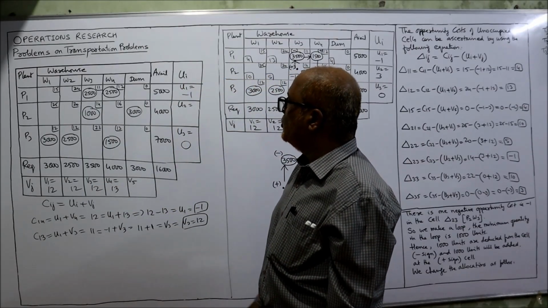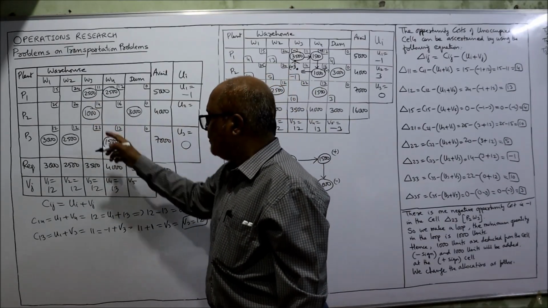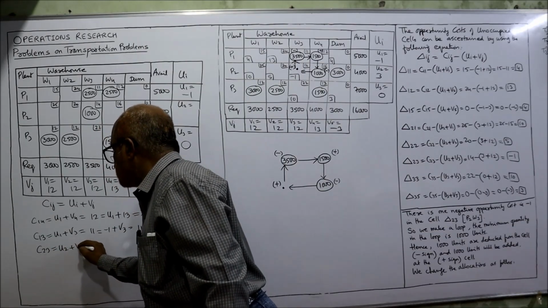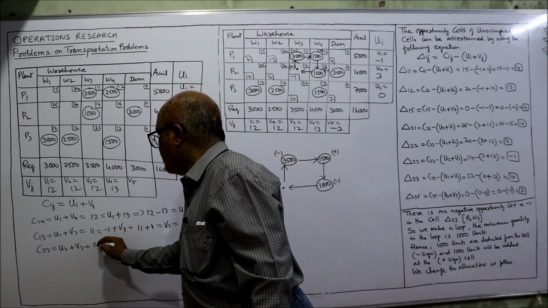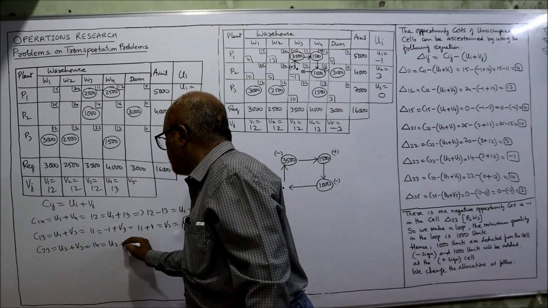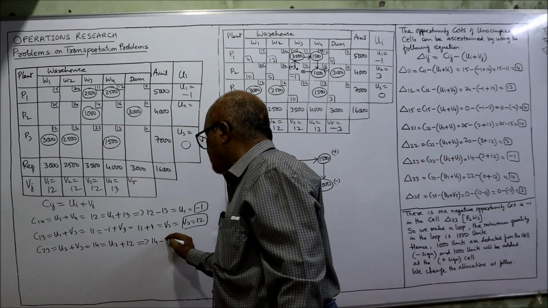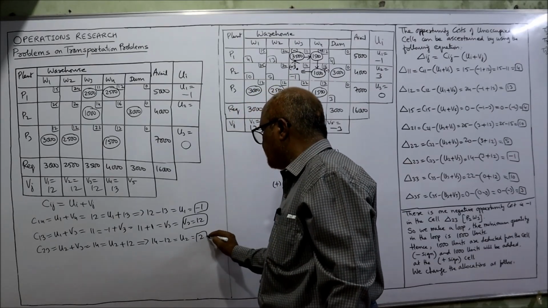Now we can use this cell to find the value of u2. The location is 2, 3. So C23 is equal to u2 plus v3. How much is C23 here? 14. 14 is equal to u2 plus v3, which is 12. So 14 minus 12 is equal to u2. So u2 is equal to 2.